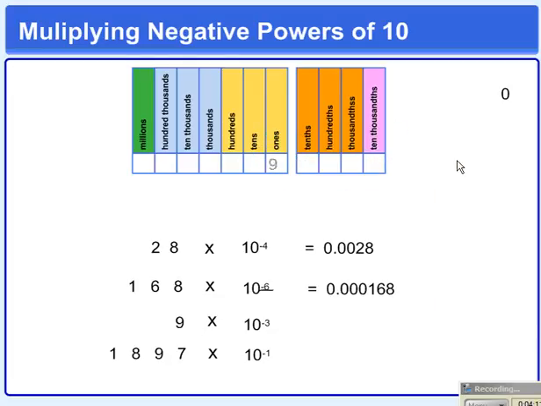And let's do a couple more. If we have 9, so here we just have our single digit in the ones place, to the negative third power, we would go 1, 2, 3, fill in our 0 placeholders, put our decimal in place, and we have 9 thousandths. And our last one we're going to do would be 1,897 times 10 to the negative 1, and that means we would just go back 1, put our decimal in, and we have 189.7.